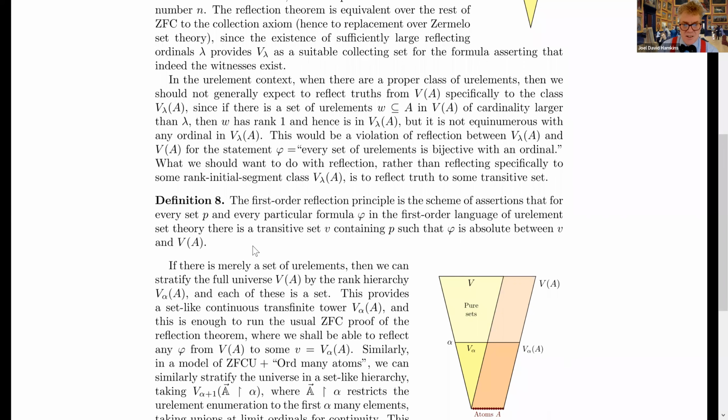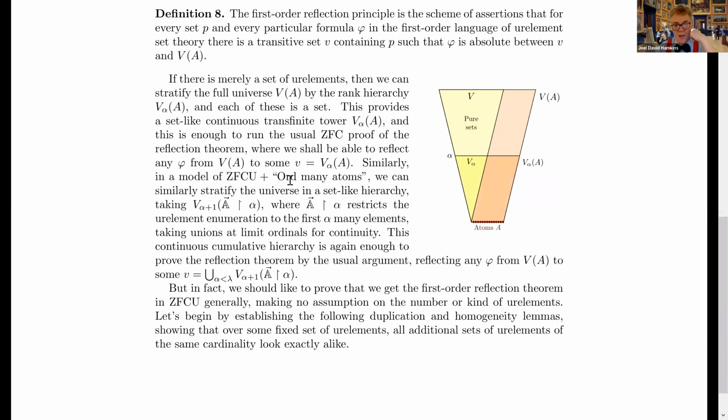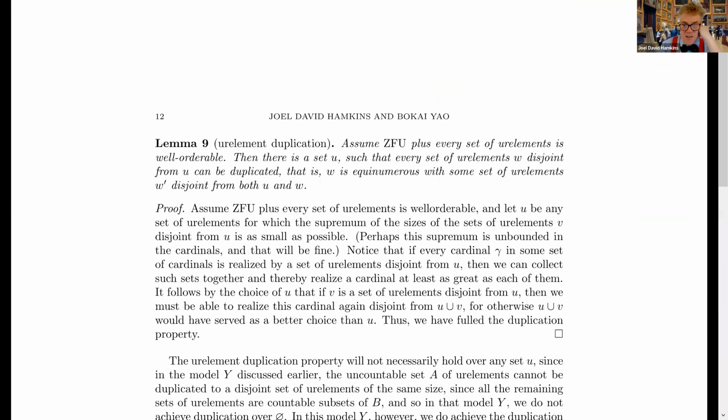If there's just a set of atoms, then you can prove the reflection theorem in the normal way. Even that's true if there are, say, Ord-many atoms: you can bring them in a little bit at a time and get this continuous tower of the universe, and that's enough for the usual proof of the reflection theorem. What I want to do is discuss the reflection theorem in the general context of ZFCU, where we don't always have this continuous tower. We can't build such a tower, because there might be too many atoms.